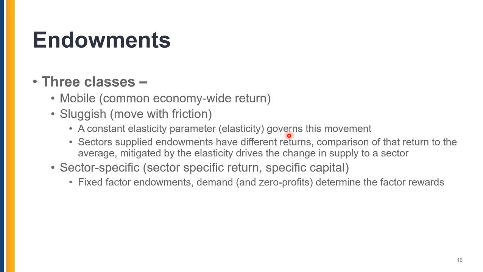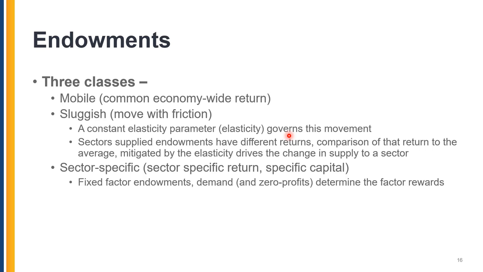In standard GTAP setup, the sluggish factor is land, and it means that if you're currently employing your land planted to rice, then it could be converted to other uses, other primary agricultural uses. So you're growing rice in rice paddies. You want to grow wheat. Well, you can do that, but it's not a perfect conversion. It's not perfect mobility. It's not perfectly moved over.